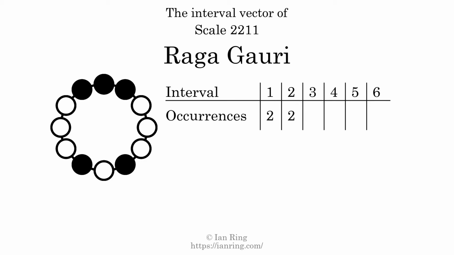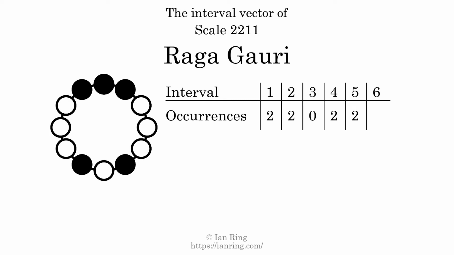There are two intervals with the size of two semitones. They are here and here. There are no intervals with the size of three semitones. There are two intervals with the size of four semitones. They are here and here.